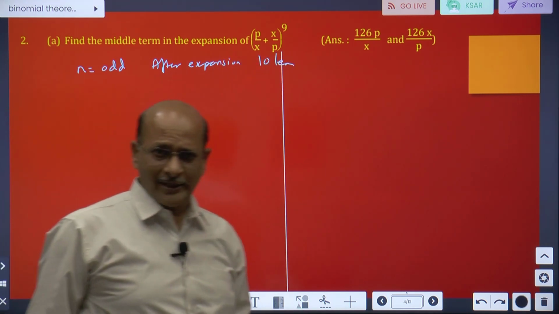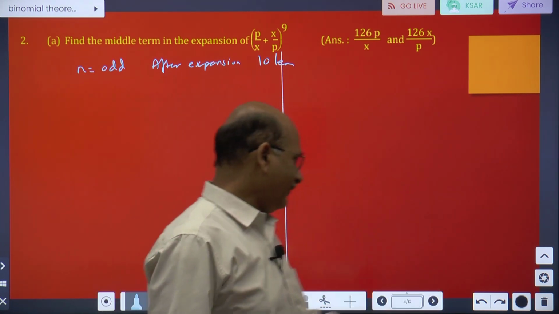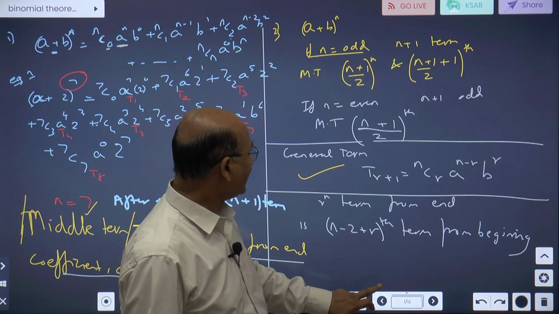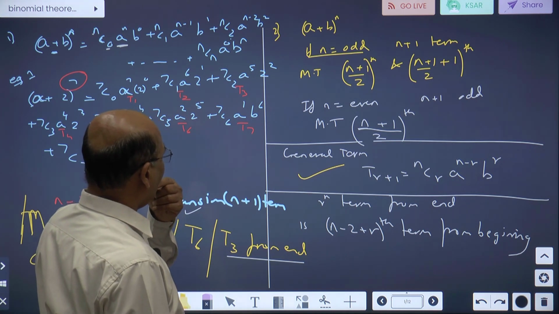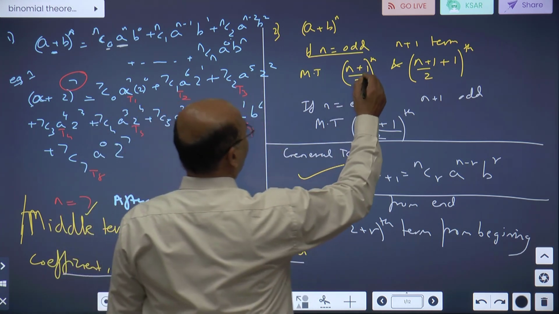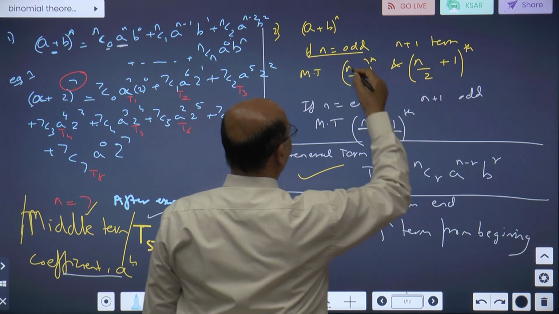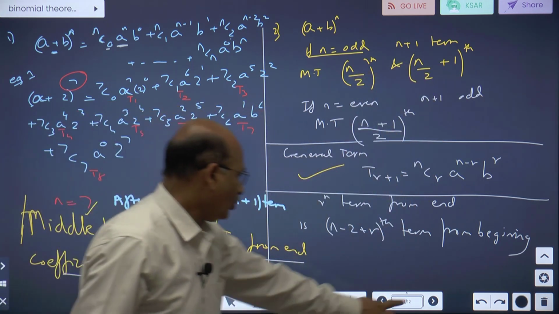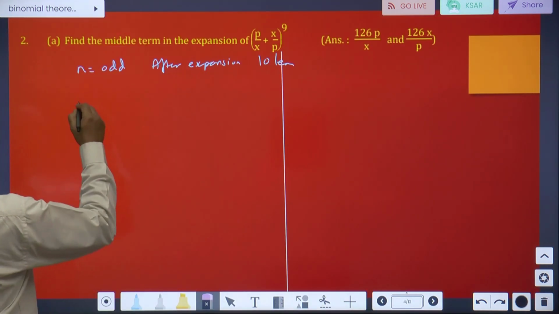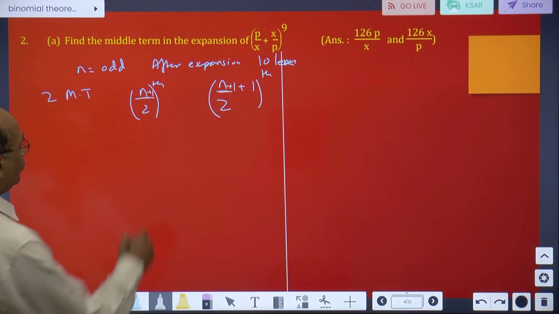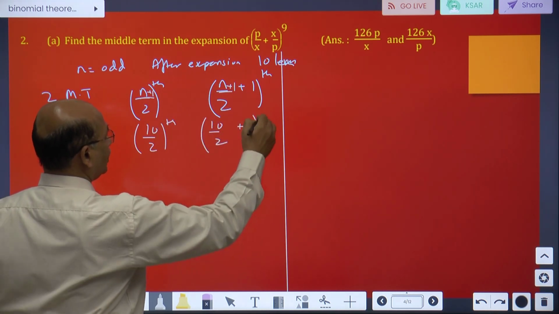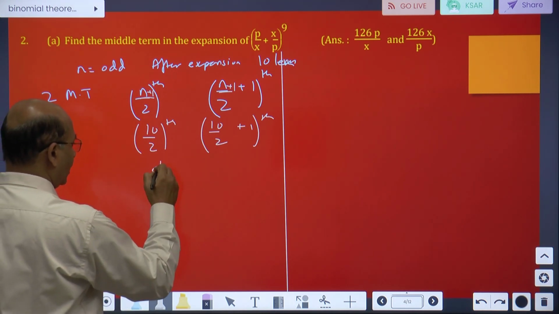Now 10 terms can't be odd, right? Does 10 terms have an odd middle? By the way, let me just take a second, I think there is some formula mix-up there. If n is odd, n plus 1 will be even. Sorry, I want to modify this formula, because it will be the n upon 2 term and the n upon 2 plus 1 term. So let us take this part. As I said, as n is odd, the terms are 10 upon 2th term and 10 upon 2 plus 1th term, because there will be 2 middle terms. So it will be the 5th term and the 6th term.